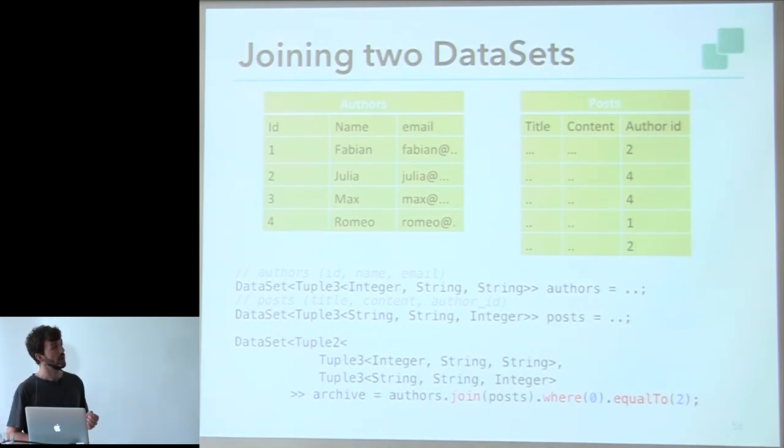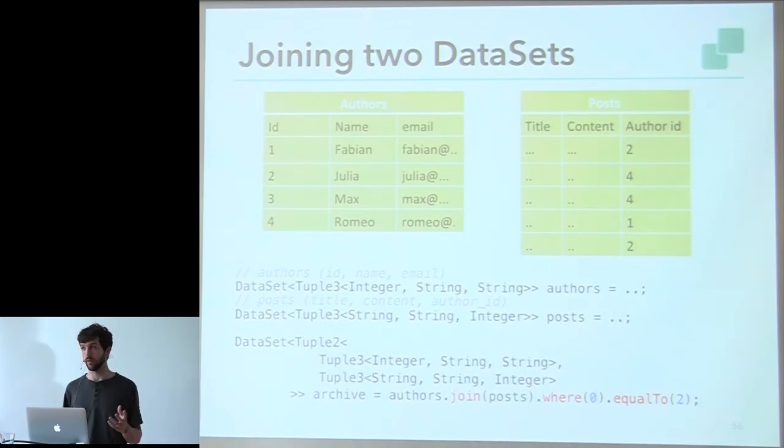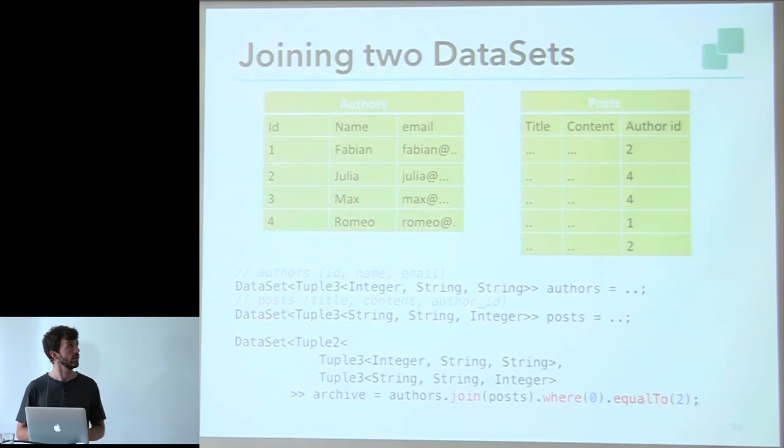But we also have more complex operations, for example, with 2 inputs. Typically, if we have a lot of data, we want to perform a join of two tables like in a normal database system. So here in this example, we have a typical blog application where we have authors, and authors write posts, and we link authors and posts by assigning the author ID to every post. So we have these two data sets, and we want to join them in Flink.